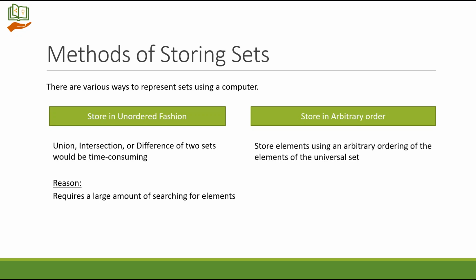What about storing in arbitrary order? We are actually storing elements using an arbitrary ordering of the elements of the universal set. Why are we going for arbitrary order storage? It's to make computing combinations of sets easy. So here they said it's time consuming, and the reason for going for an alternative storing method is to make computations on sets easy.